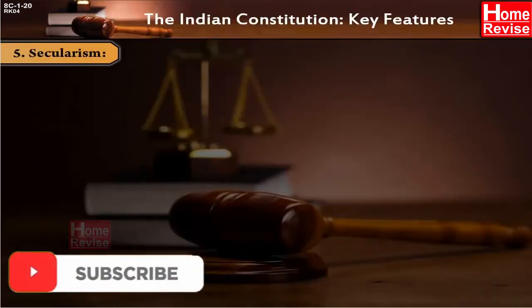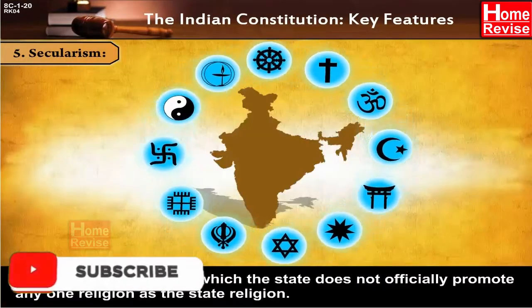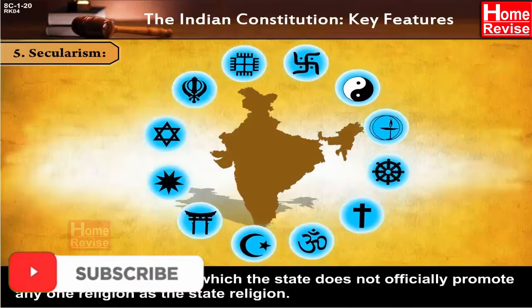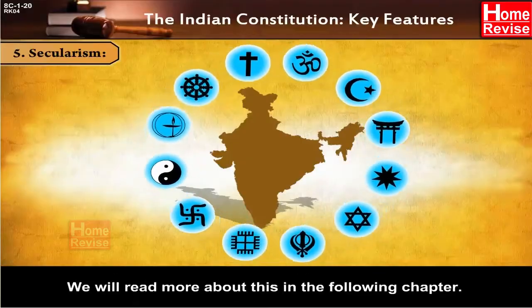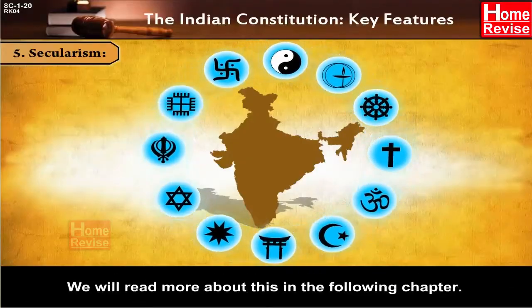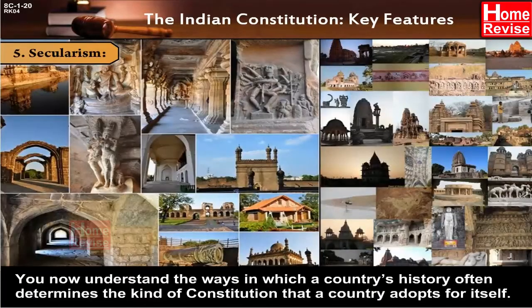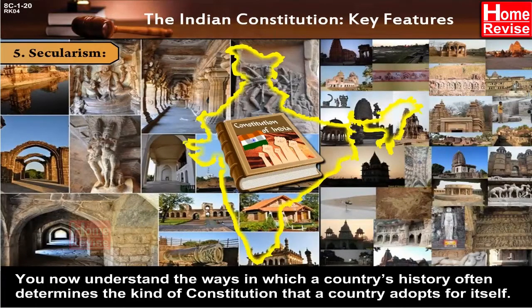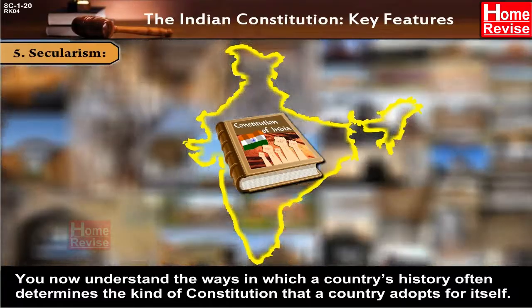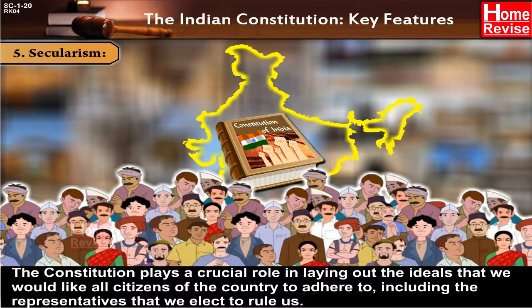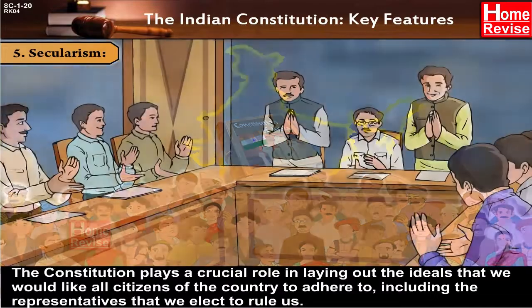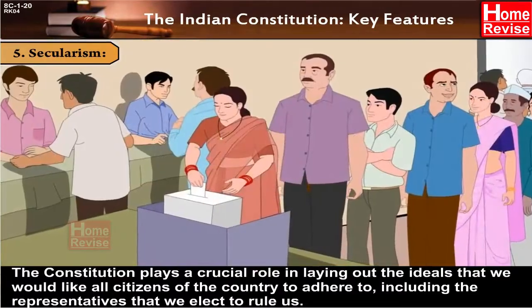5. Secularism. A secular state is one in which the state does not officially promote any one religion as the state religion. We will read more about this in the following chapter. You now understand the ways in which a country's history often determines the kind of constitution that a country adopts for itself. The Constitution plays a crucial role in laying out the ideals that we would like all citizens of the country to adhere to, including the representatives that we elect to rule us.